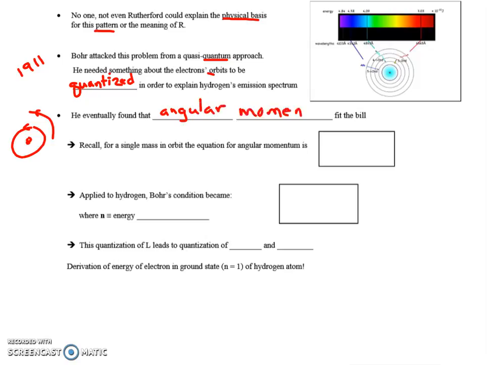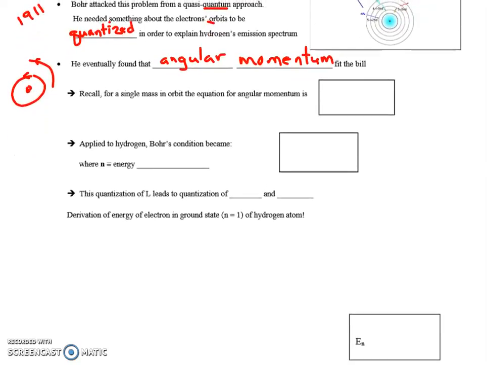And that was his stroke of genius, to say, all right, if we quantize angular momentum, we can explain these transitions and these colors. So I'm going to take that idea and run with it, at least as far as we can get in the 15 minutes. So recall angular momentum for a single mass in orbit.